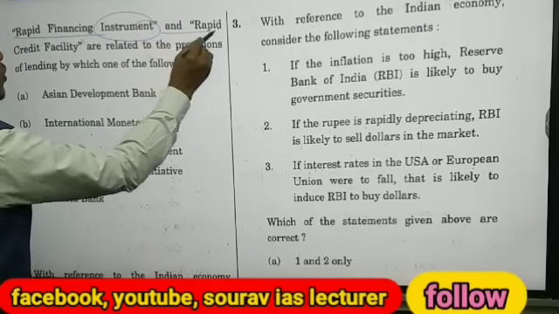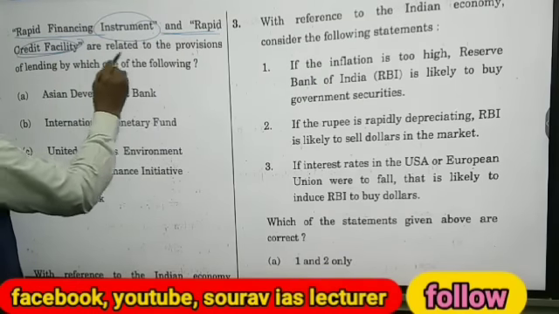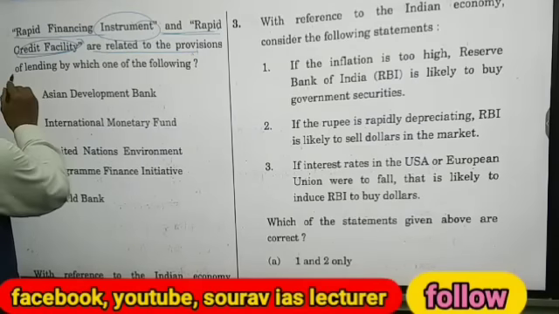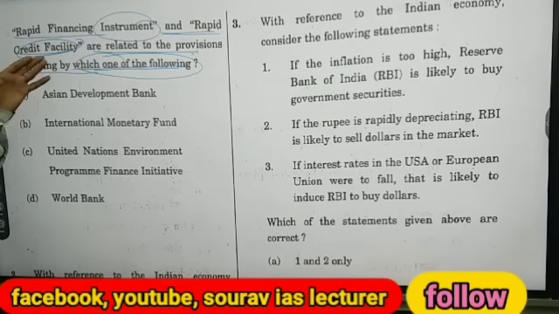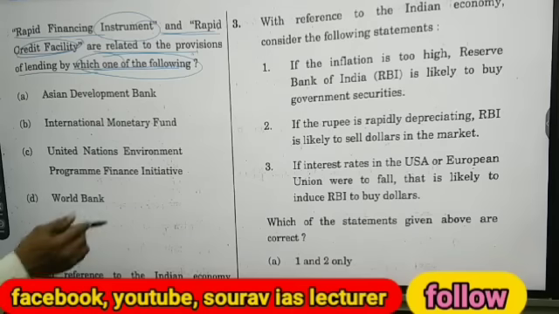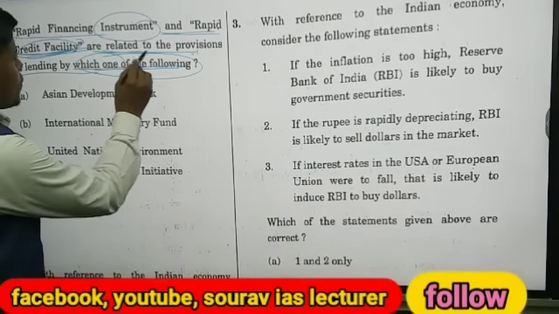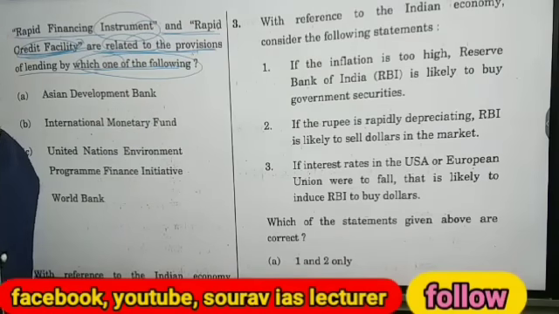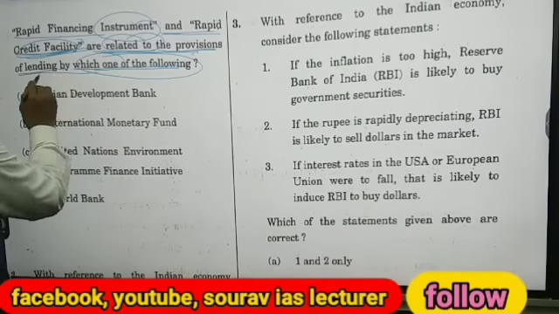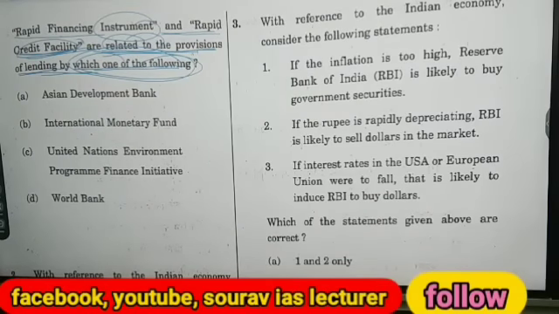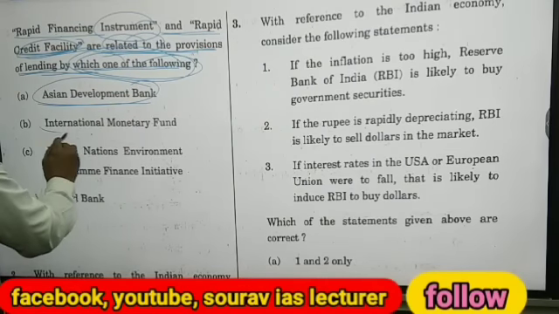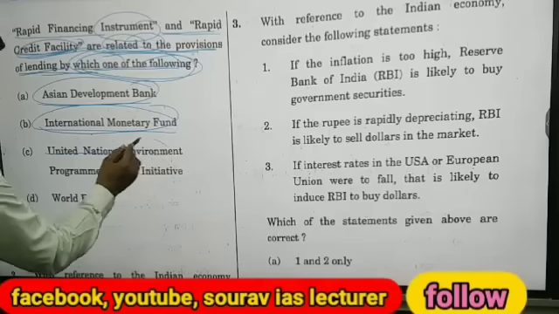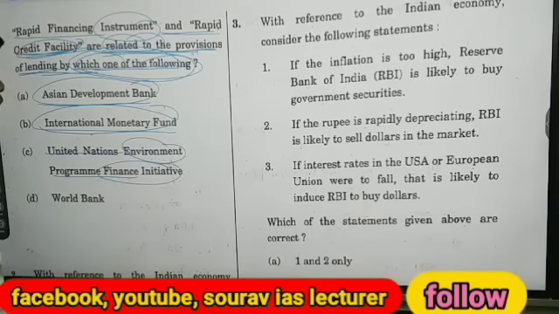Rapid Financing Instrument and Rapid Credit Facility are related to the provision of lending by which one of the following? Asian Development Bank, not correct. United Nations Environment Program Finance Initiative.